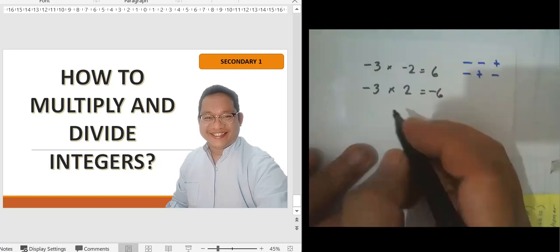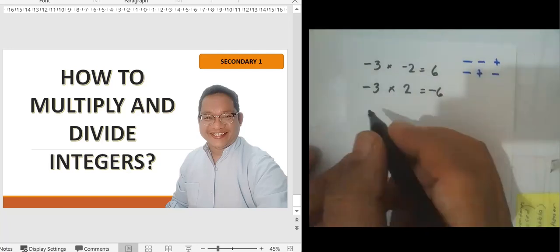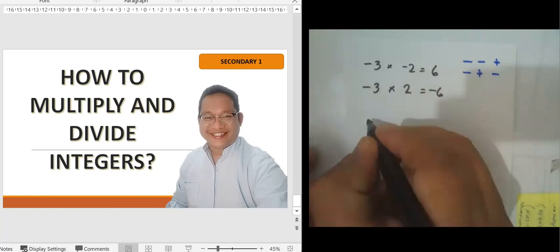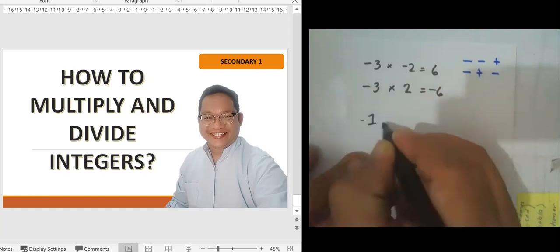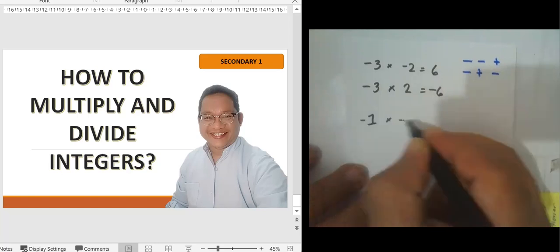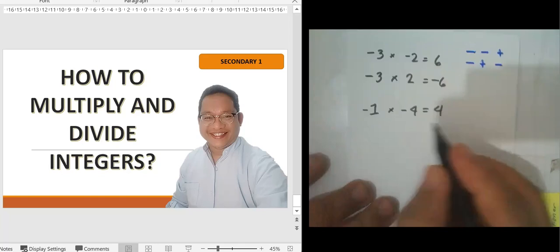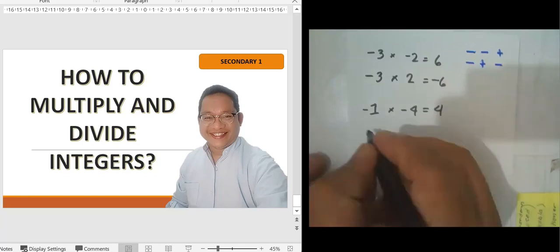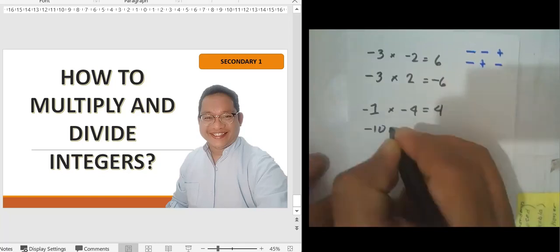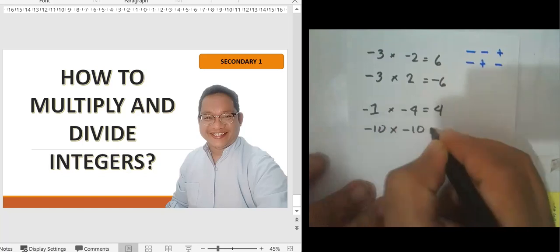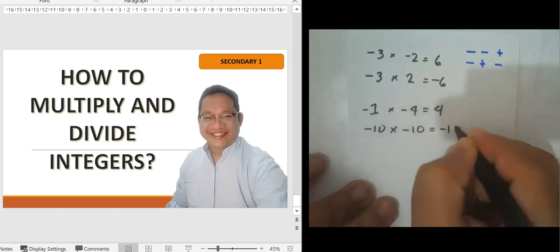Now, let's try one more example. So let's say 1 times -4. Of course, the answer there is -4 because they have different signs. Let's say -10 times -10. That's actually positive 100.